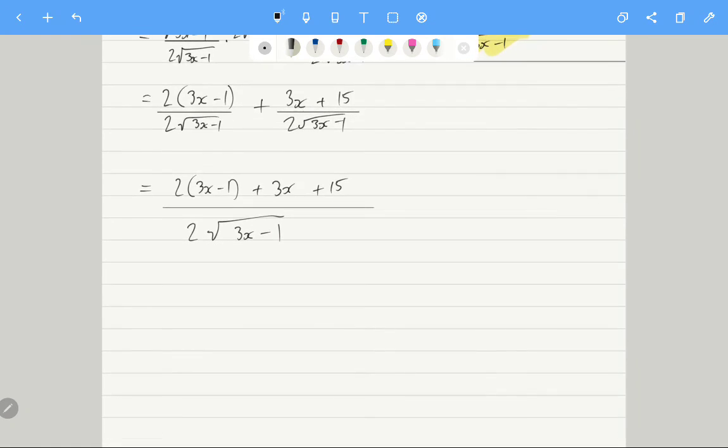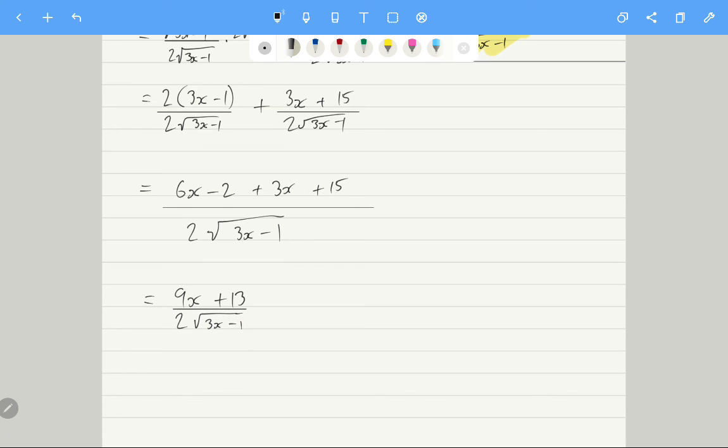Alrighty, so now I've got a single algebraic fraction instead of 2, and now I can expand those left brackets, and if I were to expand those left brackets, I would get 6x minus 2. And now I can collect like terms, and I get 9x plus 13, all on 2 root 3x minus 1.